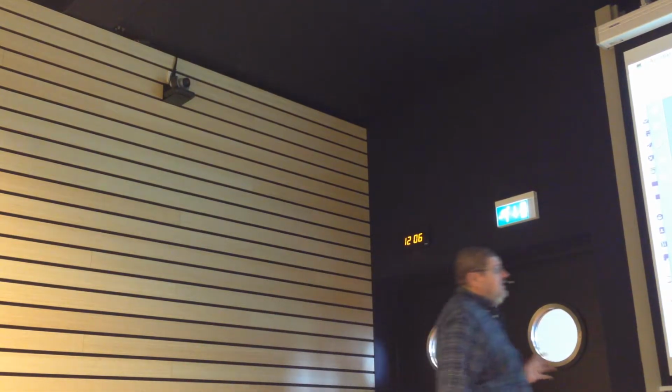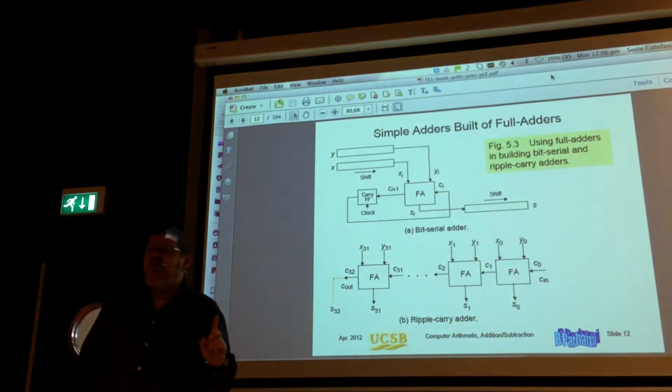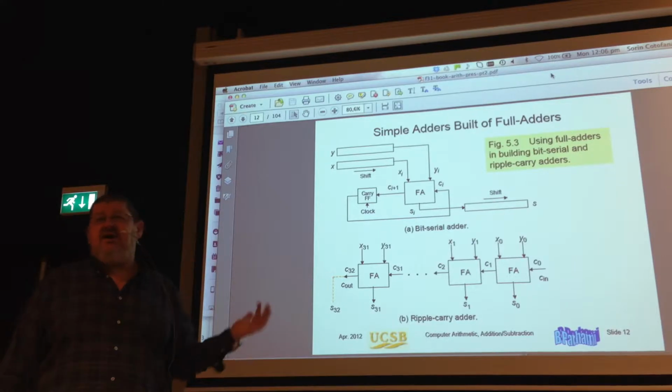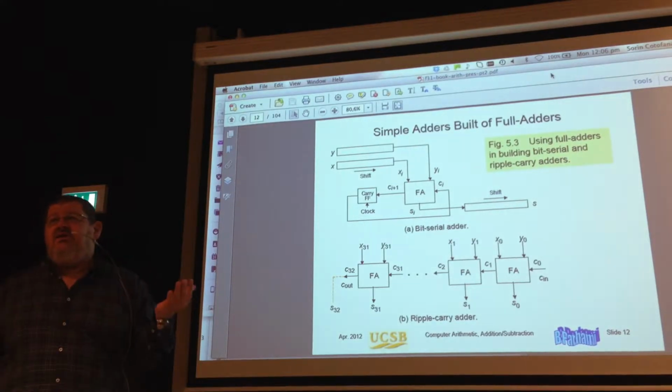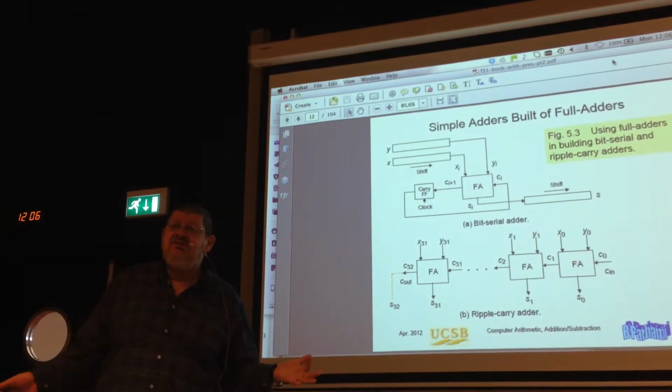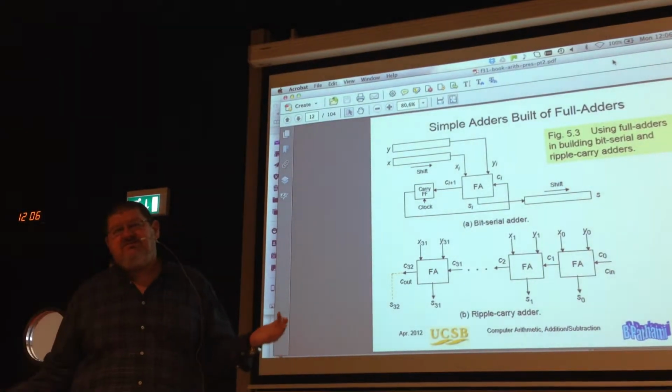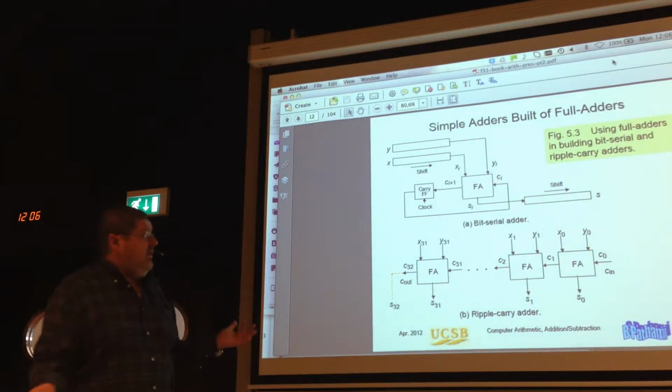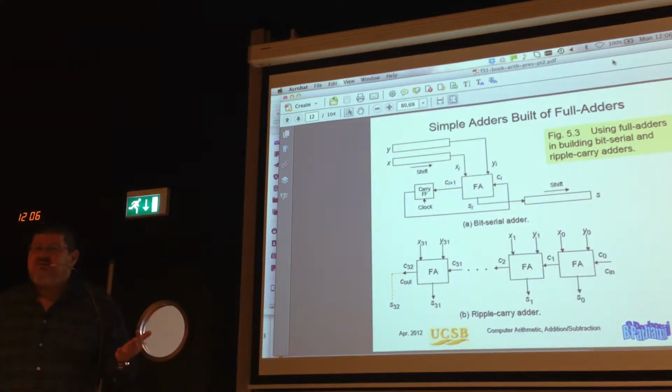And what I did is I made an investment. I replicated the full adder n times. The first reaction of somebody who is very careful with money will be to say, no, that's not good because this is expensive. But I don't care about the price. What I care about is the performance.